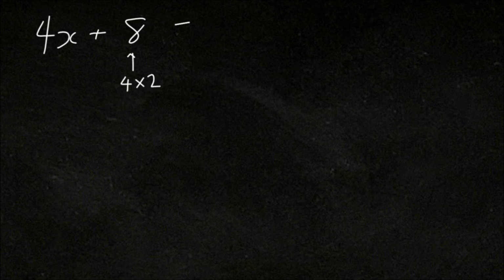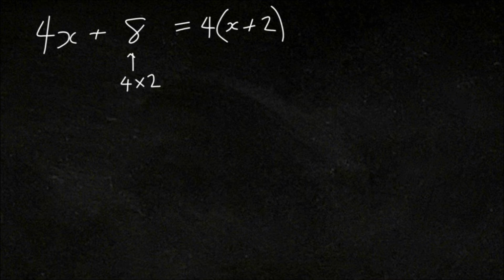So we'll rewrite this and take the 4 out the front, open a bracket, and we'll do x. So that's essentially 4 times by 1. And to get to 8, we'll do 4 times by 2. So that's plus 2. So that's it for factorising that one.